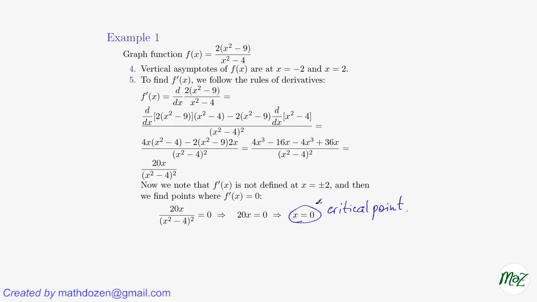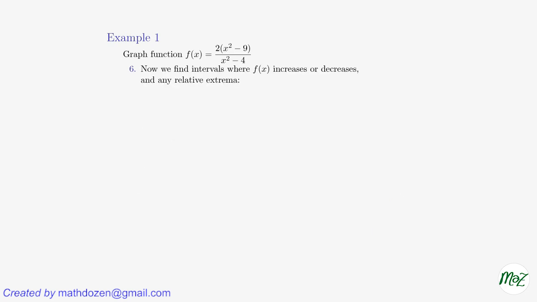Because, well, even though derivative is not defined at positive or negative 2, the original function was not defined there as well. That's why those 2 points are not critical points. On to the next step.